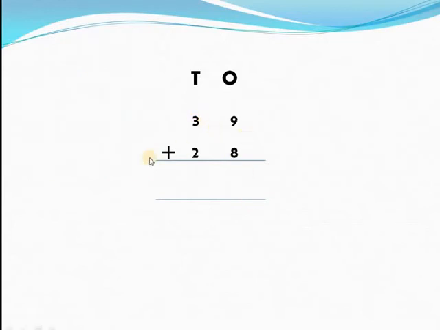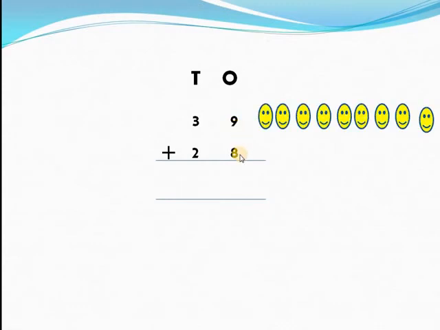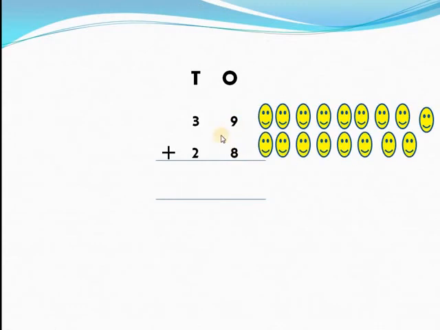Next, 39 plus 28. This also we have arranged in proper place value. Ones digit in ones place, tens digit in tens place, and always start from the ones. So here we have 9. We are going to draw 9 smileys. Then 8, so 8 smileys. 3 bundles of 10.